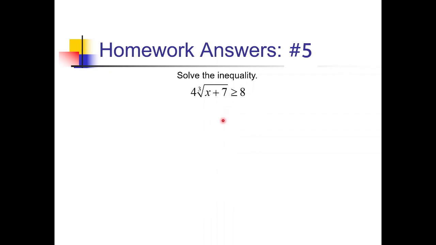To solve this one, let's basically solve for x, and unless we multiply or divide by a negative, keep the inequality in the same direction. So first step would be dividing by this 4 to get that radical isolated. That'll give us a 2 over on the right side. And then to get rid of the cube root, I have to cube both sides. So that gives me x plus 7 greater than or equal to 2 cubed, or 8. And then we'll subtract 7. That's pretty easy. So we have x greater than or equal to 1.